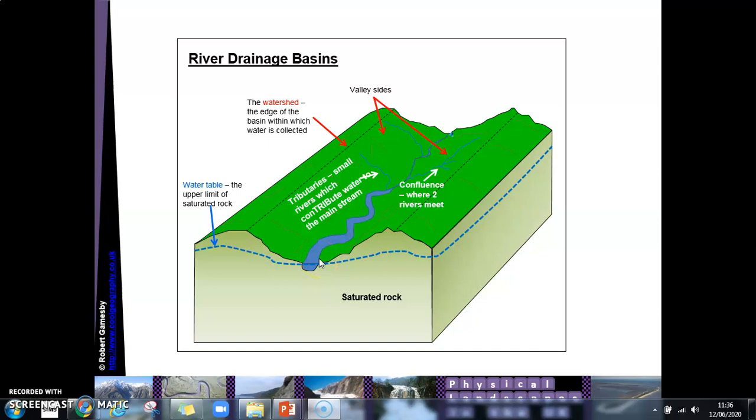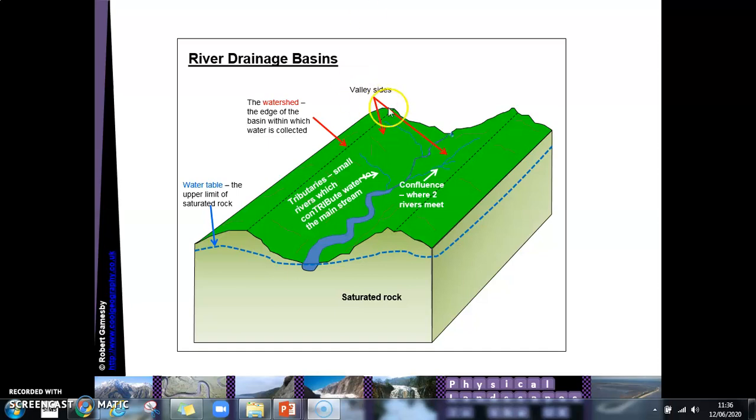So it's permanently saturated rock. Now obviously that rock will get less saturated depending on different conditions, and we'll talk about those when we look at flooding. But basically, if you get dry conditions, the water table will drop. If you get wetter conditions, the water table will rise. So the higher the water table is, the more risk of flooding.